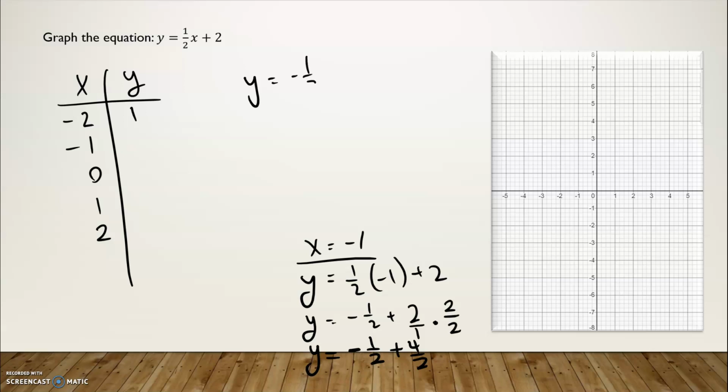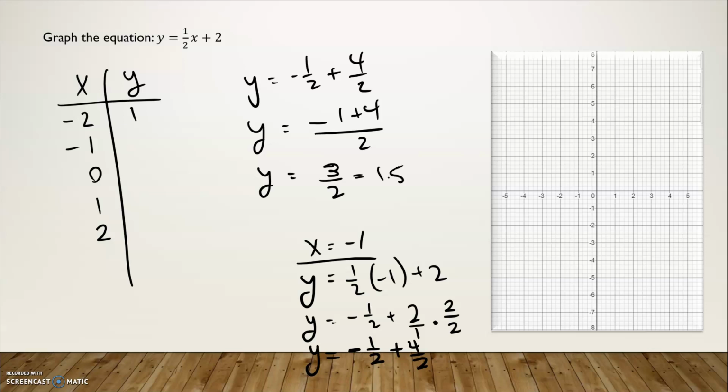y equals -1/2 plus 4 over 2. So y equals -1 plus 4 all over 2. y equals, let's see, 3 over 2, which if you plug this into the calculator, this is 1.5. So we'll put 1.5.